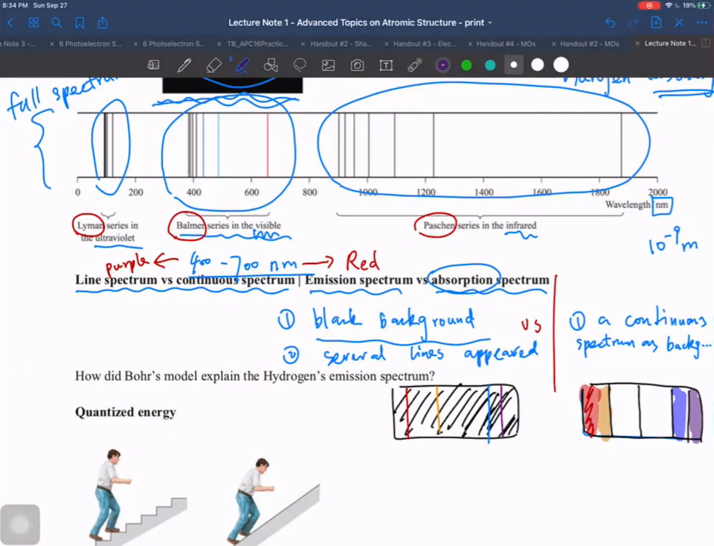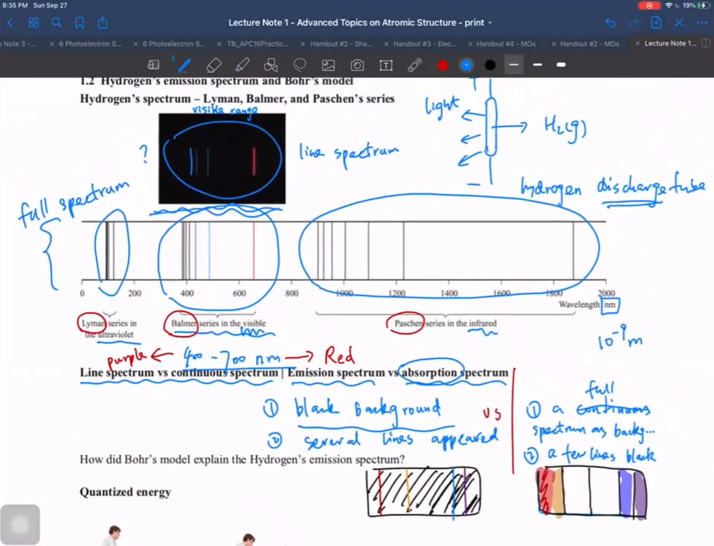So let's finish the summary here. The first one, the background, is a continuous spectrum, or I should say a full continuous spectrum. The second one, there will be a few black or missing lines, which means those lights with specific wavelengths are absorbed. So obviously, hydrogen's spectrum is an emission spectrum, right?